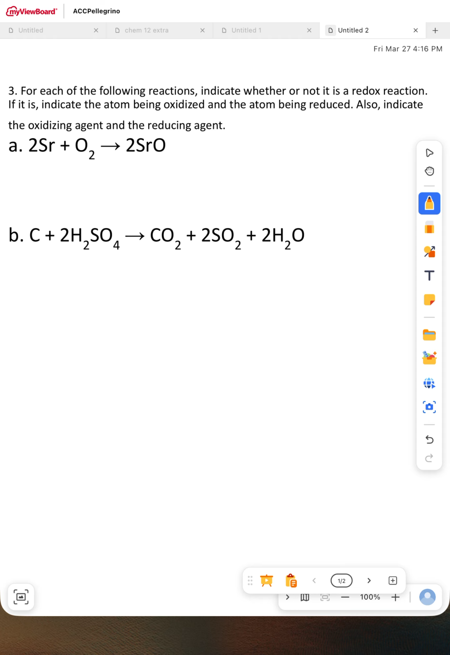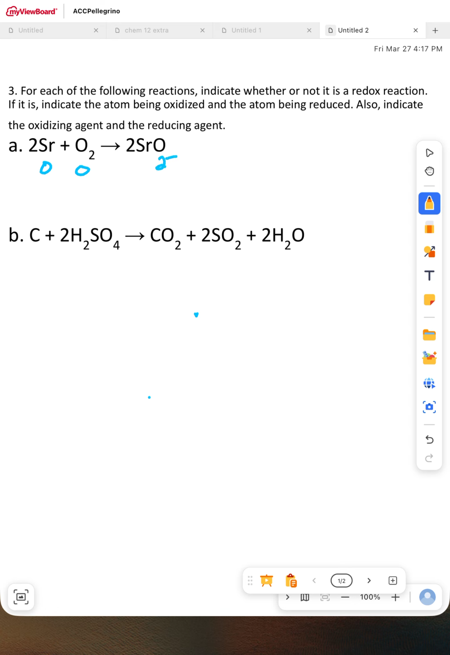Okay, so for problem 3, we're supposed to look at each reaction, indicate whether or not it's a redox reaction, which atom's being oxidized, which is being reduced if it is, and also which is the oxidizing reagent and which is the reducing reagent. So let's look at letter A first. This is elemental strontium, so it's going to have an oxidation state of 0, elemental oxygen, oxidation state of 0.